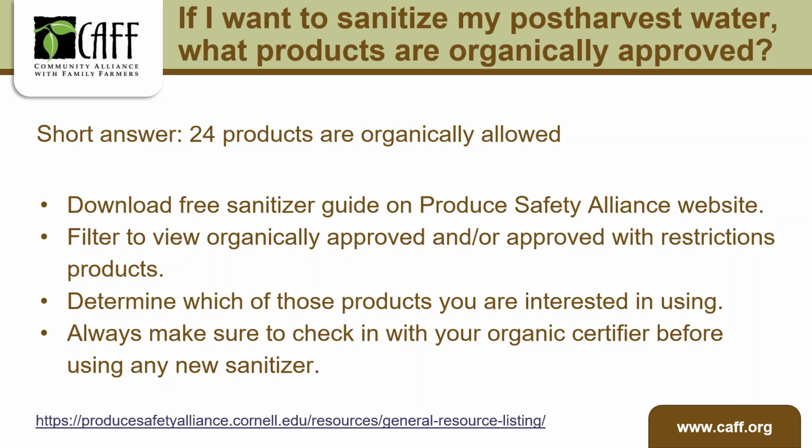So you might want to use a sanitizer product in your post-harvest water, and then you might wonder, well, what products can I use that are organically approved? So the short answer is that I know of 24 products that are organically approved. And the way you can do some research on this is that on this link here on this slide, you can download this free sanitizer guide on the Produce Safety Alliance website. And it's a good Excel file that you can filter to view only the organically approved and or approved with restrictions products. And then you can determine which of those sanitizer products you're interested in using and actually are labeled for the use that you want to be using them.